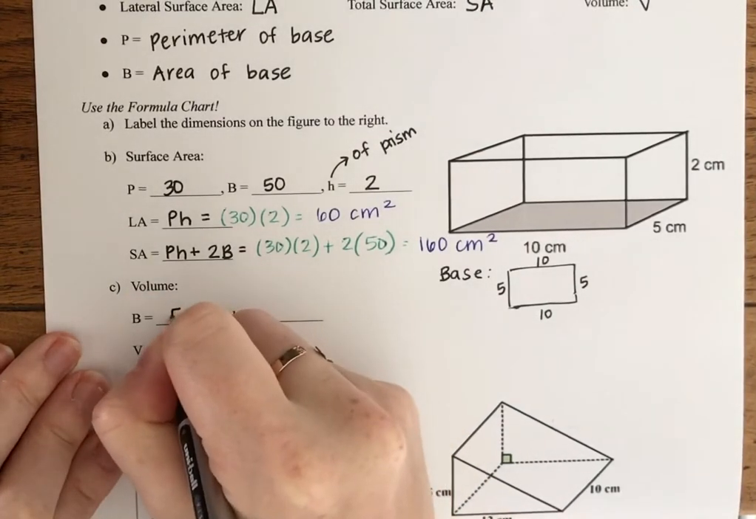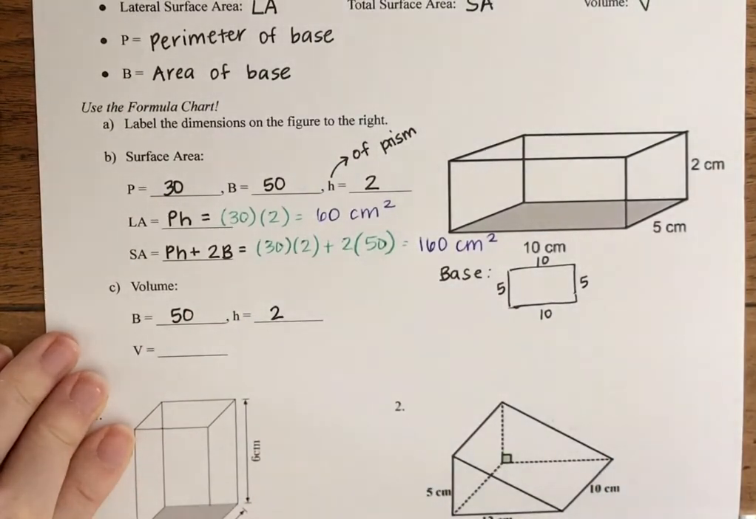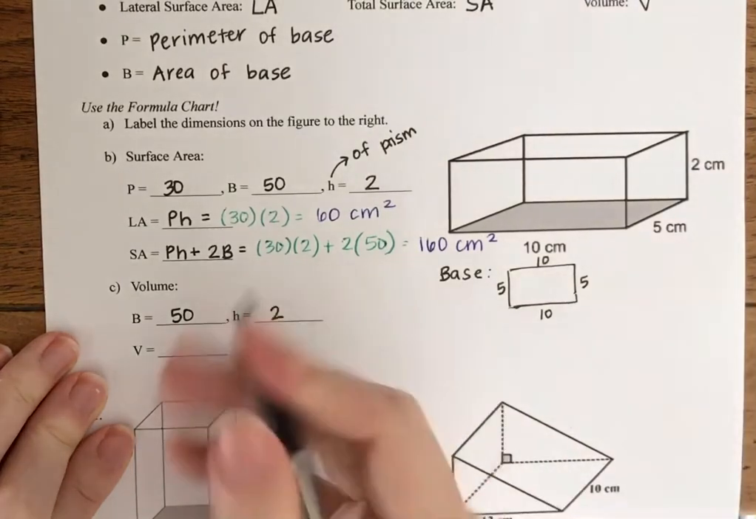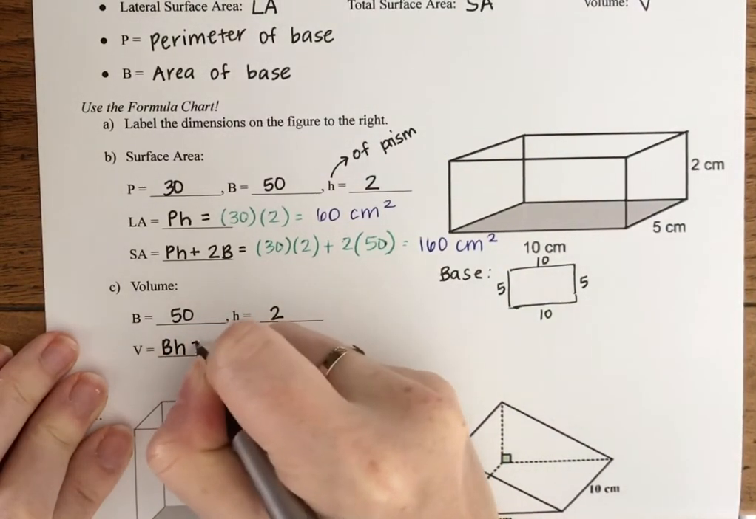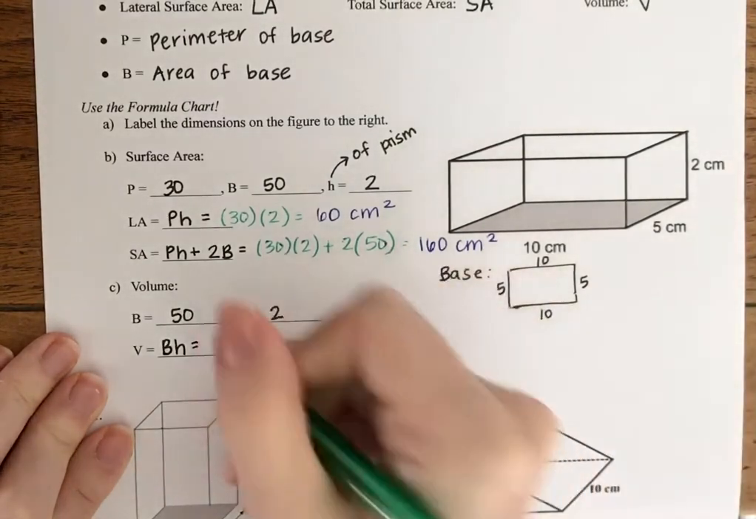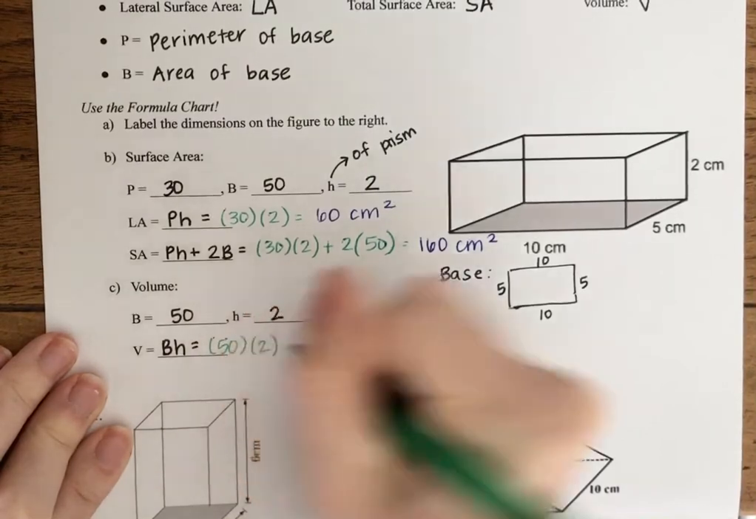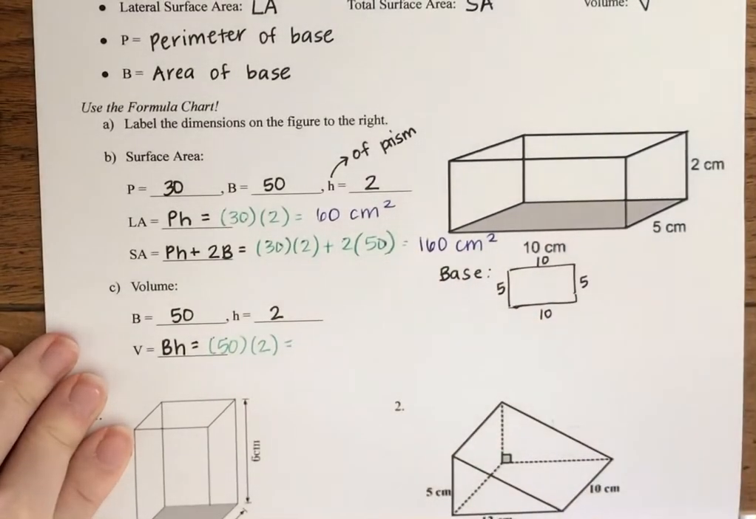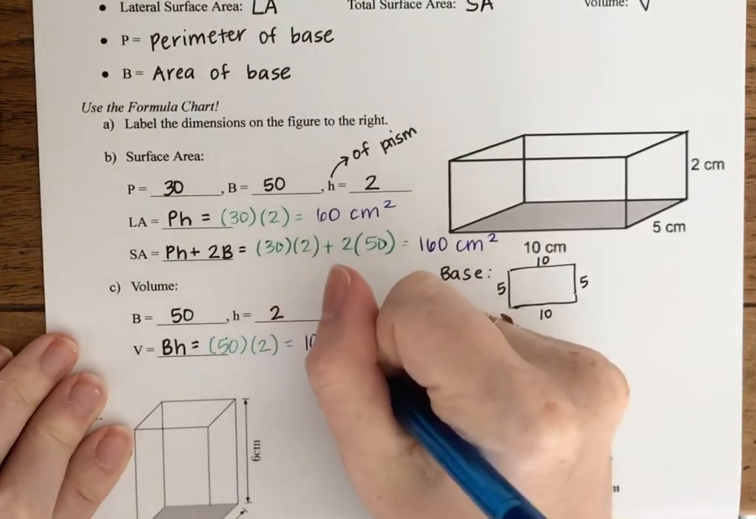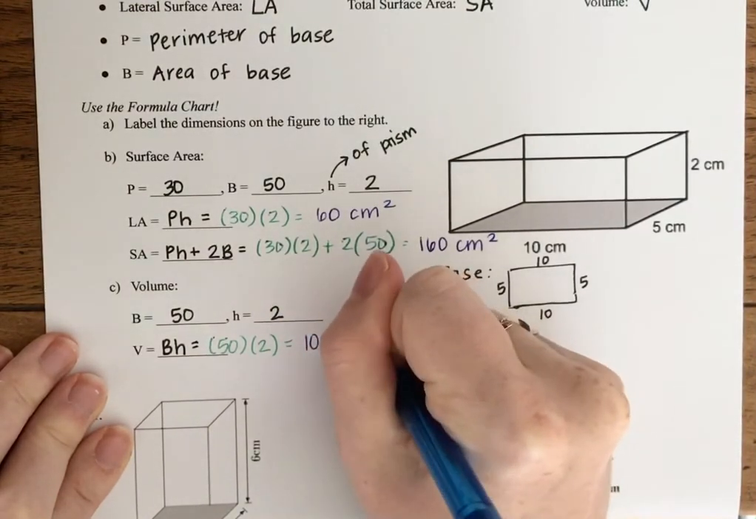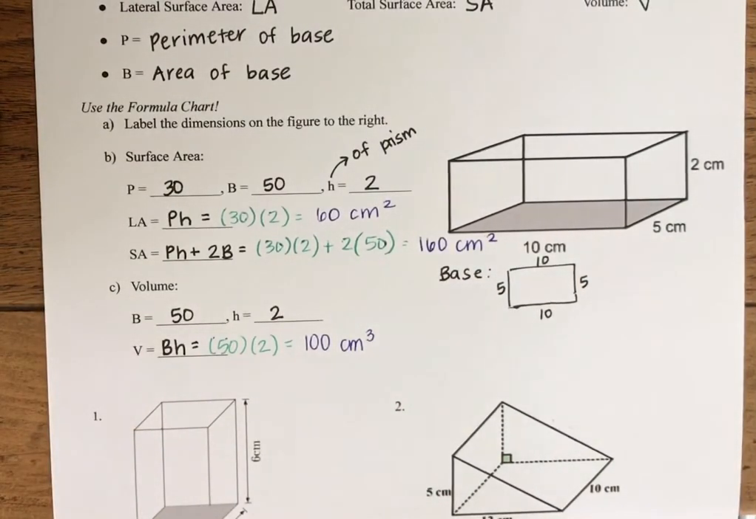Okay? Now for volume, the capital B and the H are not going to change. The capital B is still going to be 50, and my height is still going to be 2. So the formula for volume of any prism is capital B times H, which when I plug my numbers in, 50 times 2, we get that the volume of this rectangular prism is 100 centimeters, and then volume is centimeters cubed, to the power of 3.